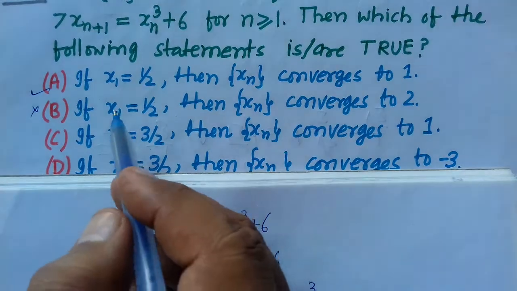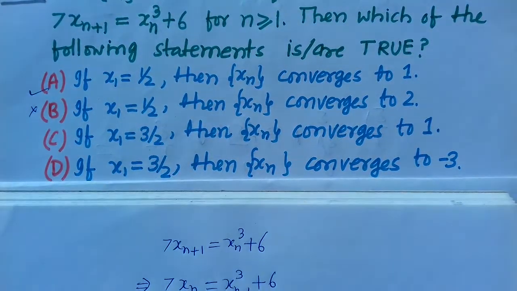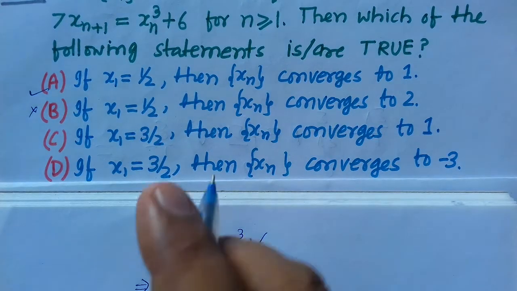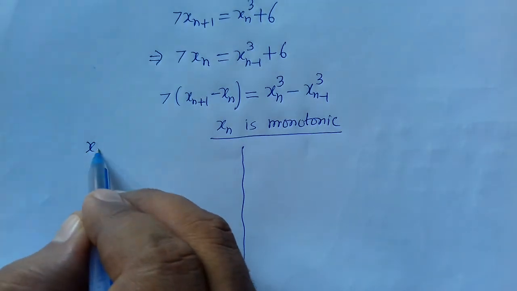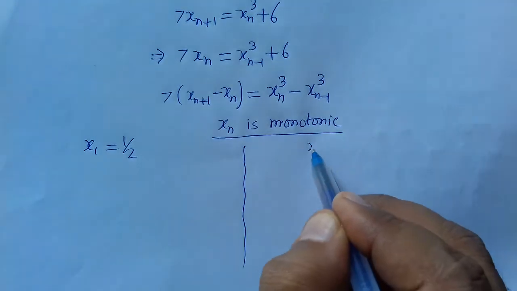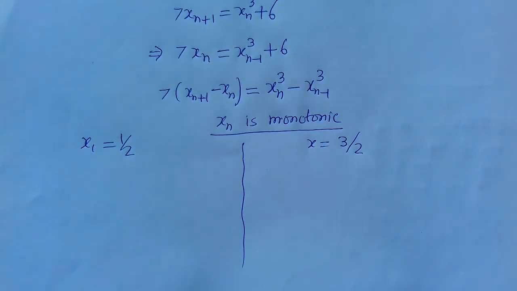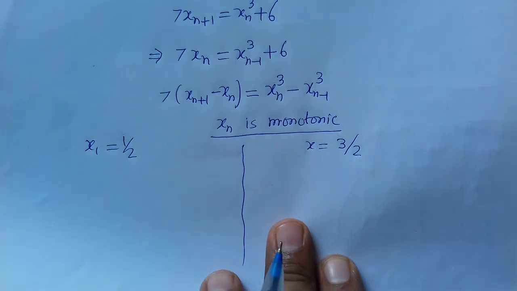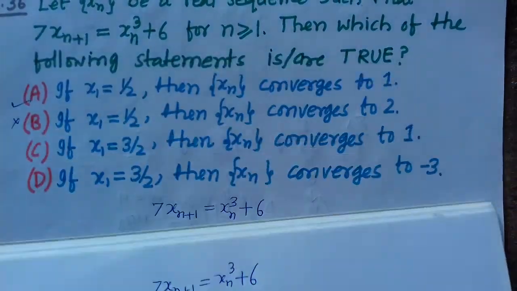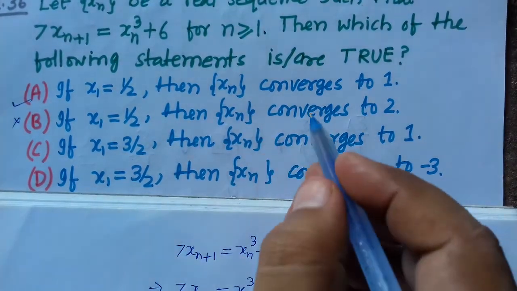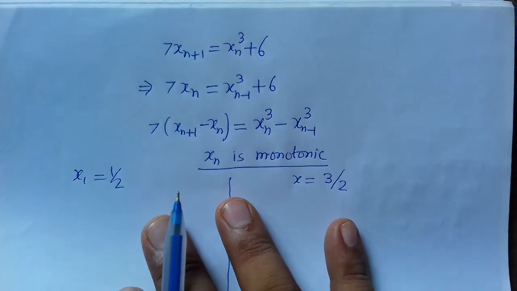Here we have to take x1 half, and in all options you see that x1 is half or 3 by 2. So we take x1 equals half or x1 equals 3 by 2. Before going, since the sequence converges, as you see in the question, we find its limit.